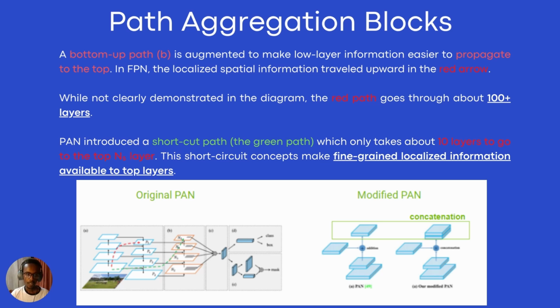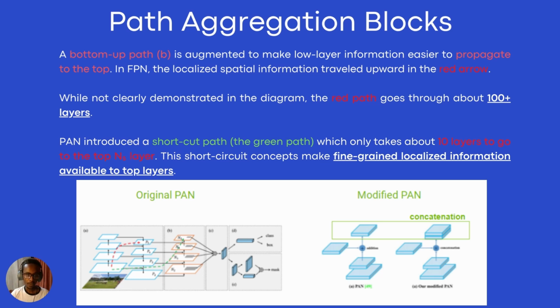So when we perform convolutions on an input feature map, it's very easy to lose that lower layer information. So in FPN, the localized spatial information traveled upward using the red arrow, as we can see on the image at the bottom. Since we are losing that information as we go deeper into the network, they just directly passed the low-level information onto the top.